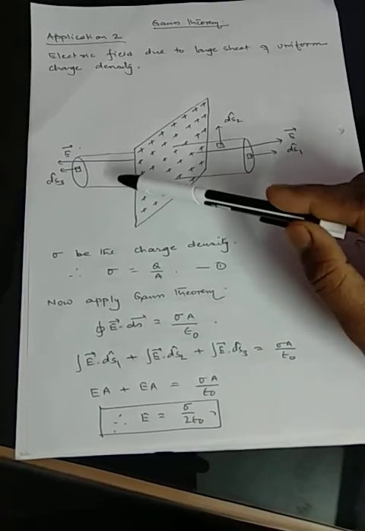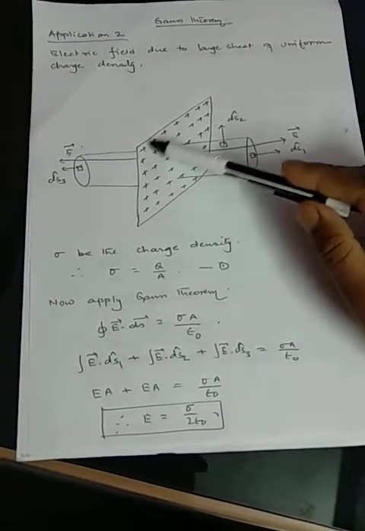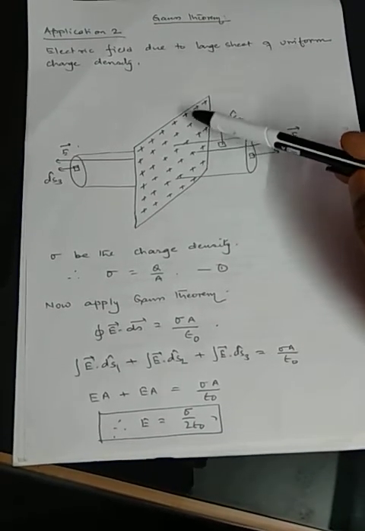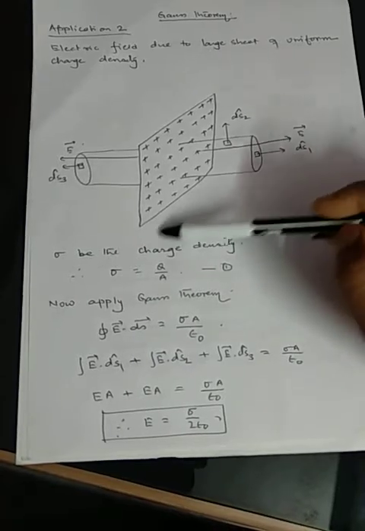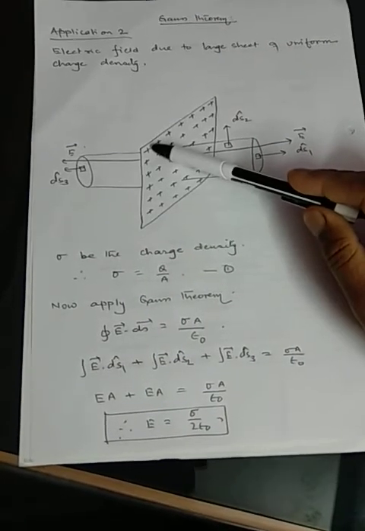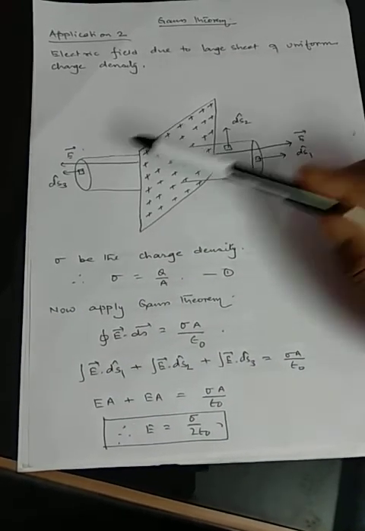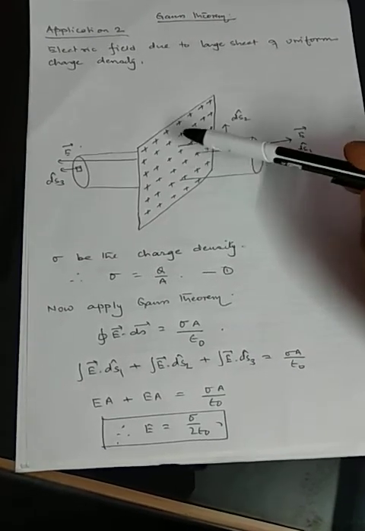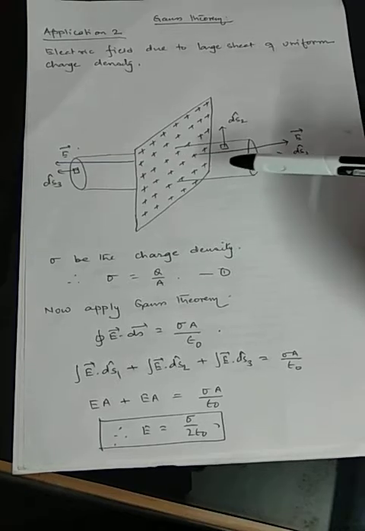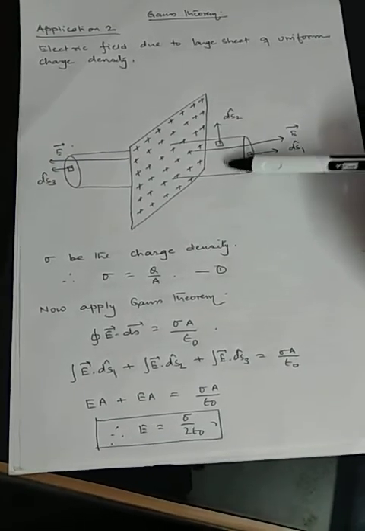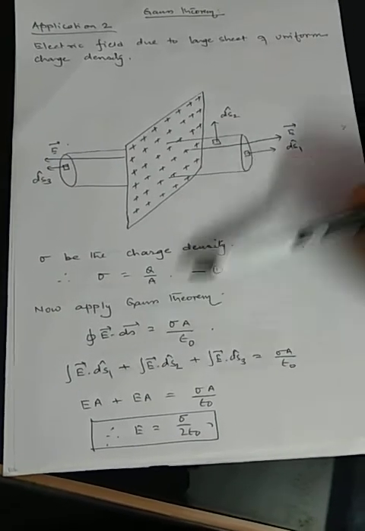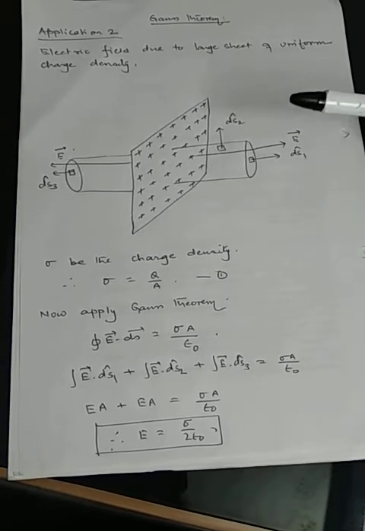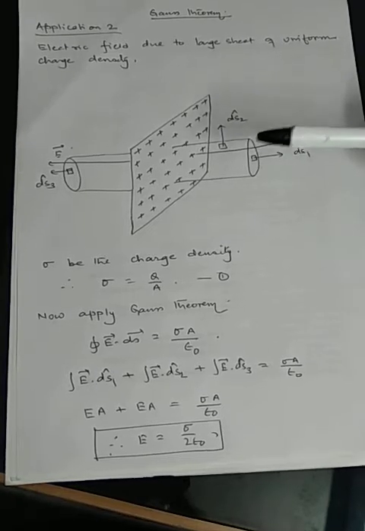Now since we are applying Gauss theorem, what we are required to do is consider a Gaussian surface which is going to enclose the charged sheet perfectly. Since the sheet is very large, we are taking a small section. I am considering a cylindrical Gaussian surface here, which is shown in the diagram. Now, while applying Gauss theorem, as you know, it deals with the calculation of flux.